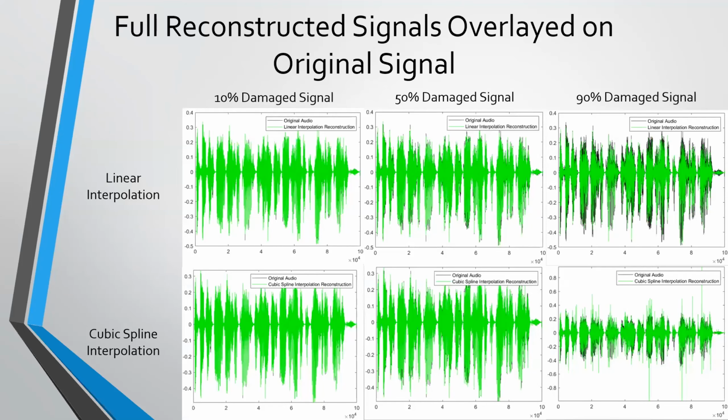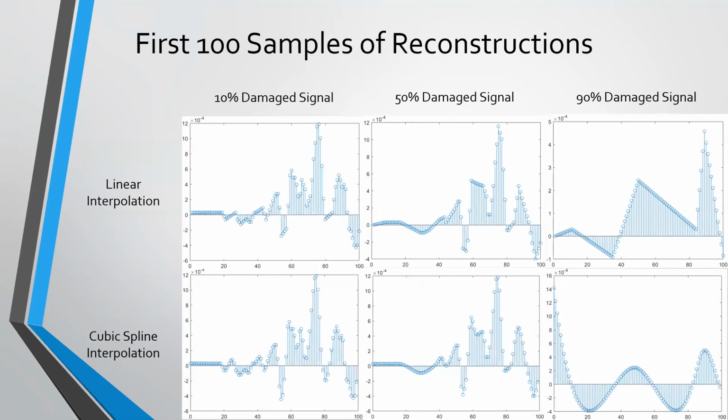Here are the full plots of the 6 reconstruction attempts. The reconstruction attempt is in green and is overlaid on the original audio in black. Both methods produced reconstructions that were very similar to the original audio at the 10% damage level, and the reconstructions for the 50% damage signal is still fairly similar to the original signal. However, attempts to reconstruct the original signal from the 90% damage signal proved to be highly inaccurate, with the cubic spline interpolation generating many significant overestimations.